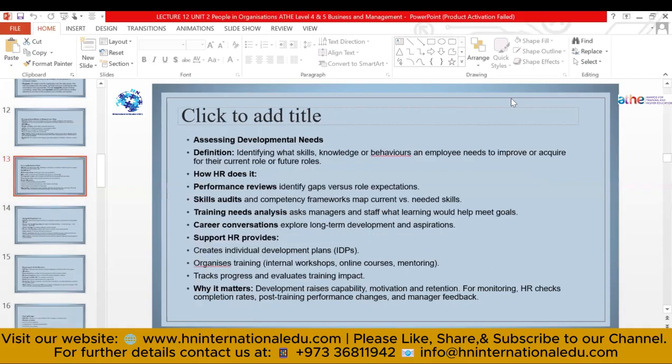The second point was assessing the developmental needs. Identifying what skills, knowledge, or behaviors an employee needs to improve or requires for the current role or a future role. Sometimes we hire people because we need people at that moment. But what's the cost there? Most of the time we have to train them, through on-the-job training or off-the-job training. It has a cost, but it is something we need to do.